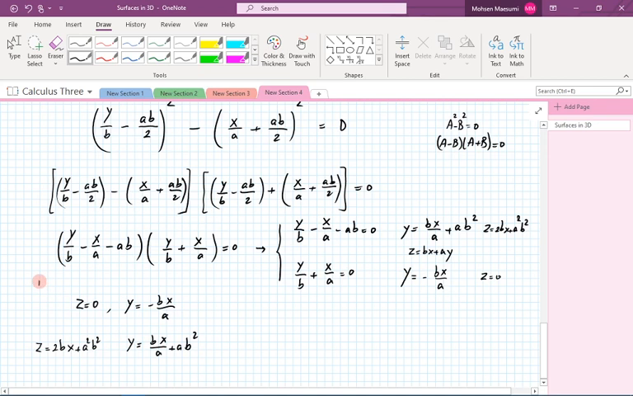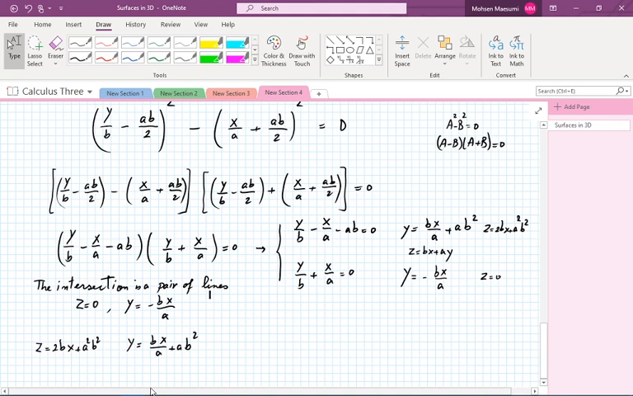So the intersection is a pair of lines. From their slopes, we can tell they are going to be perpendicular to each other. So the intersection of these two are just this pair of lines.